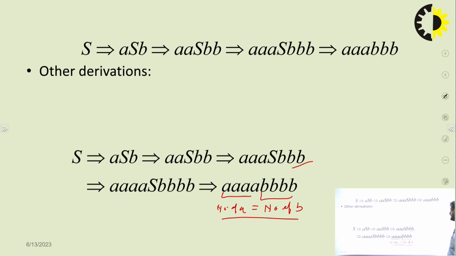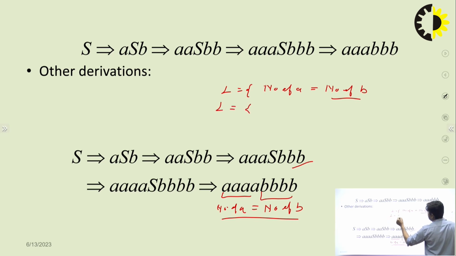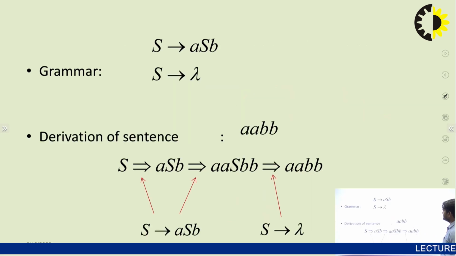Generated languages. We also define the language as the number of A's equal to the number of B's generated by this language's grammar. Okay. Now we also write it as A to the power n, B to the power n, where n is greater than or equal to 0. That is the language. We can also write it the same way.